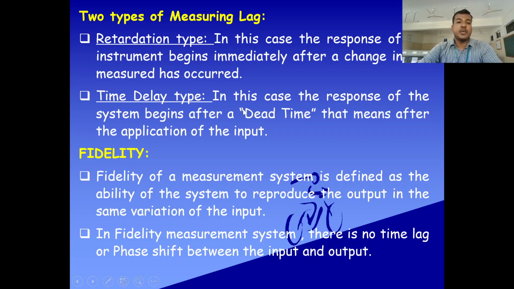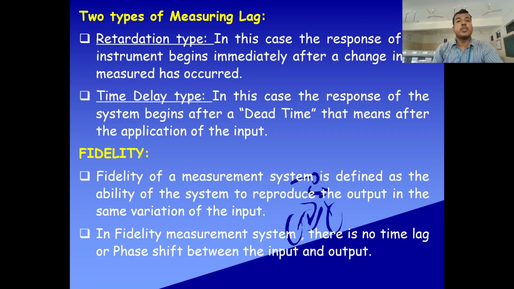The last one is fidelity. Fidelity of a measurement system is defined as the ability of the system to reproduce the output in the same variation as the input. In fidelity measurements, there is no time lag or phase shift between the input and the output. So fidelity means a quick response. Whenever the input changes, the output changes automatically with no delay in time.